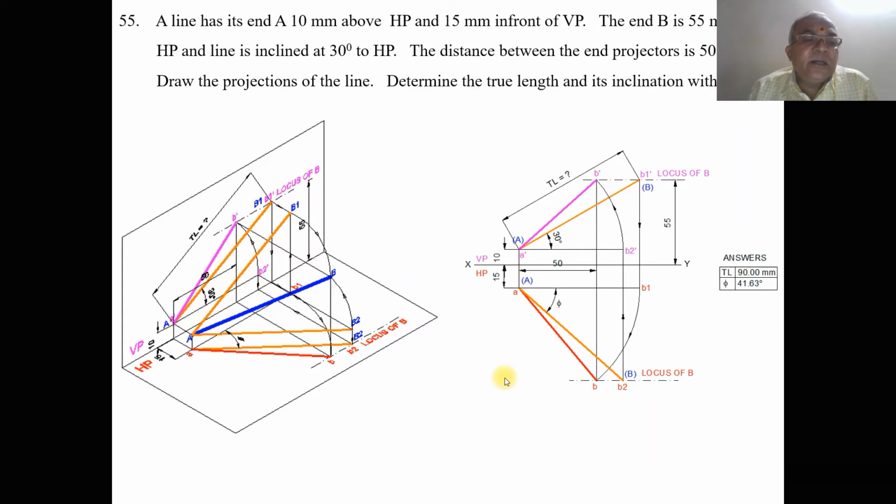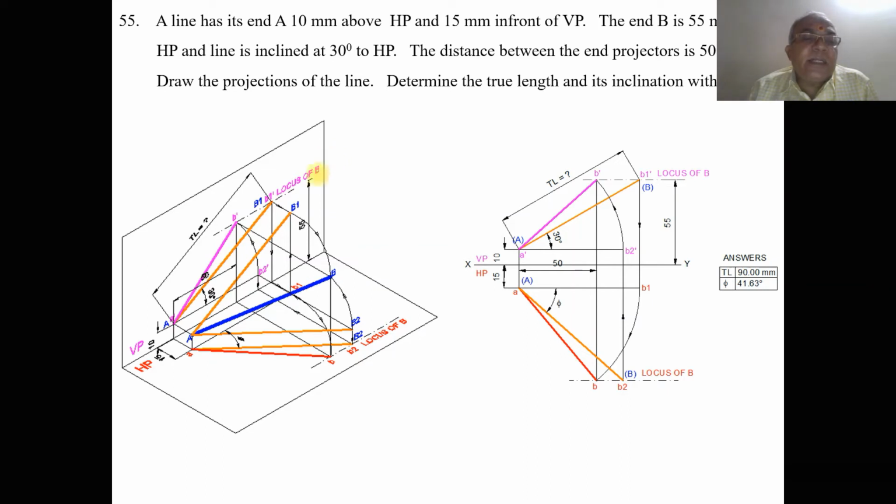Once you get the true length, when it is projected, it will be projected directly onto the vertical plane. In other words, taking end A from A dash, you measure an angle of 30 degrees and draw an inclined line so that it cuts the locus of B in the front view. So you get B1 dash, and you mark this as the locus of B.